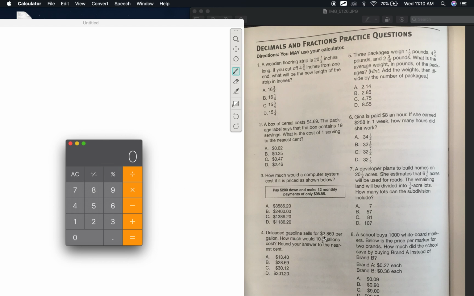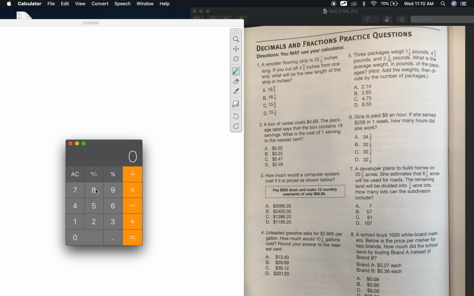Okay, unleaded gasoline sells for $2.86, or 87, I guess, if you round this off, per gallon. How much would 10.5 gallons cost? Round your answer to the nearest cent. So we know that a half is equal to 0.5, because we can't multiply a fraction by a decimal number. They either have to both be fractions or both be decimal numbers.